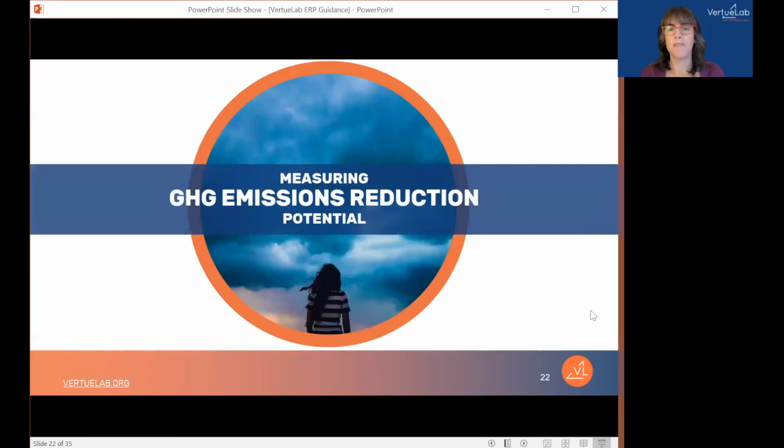The remainder of this presentation is really going to be focused on the tools that are available to you in your effort to establish your greenhouse gas emissions reduction potential, or ERP.